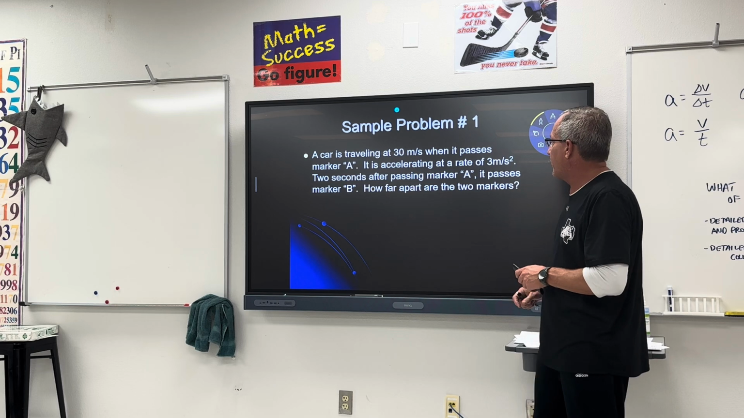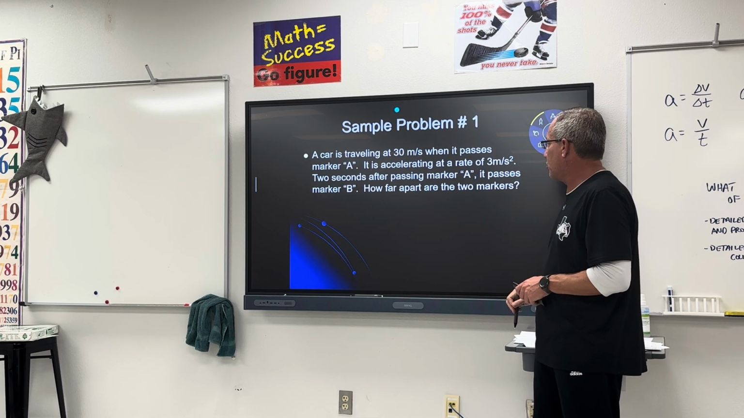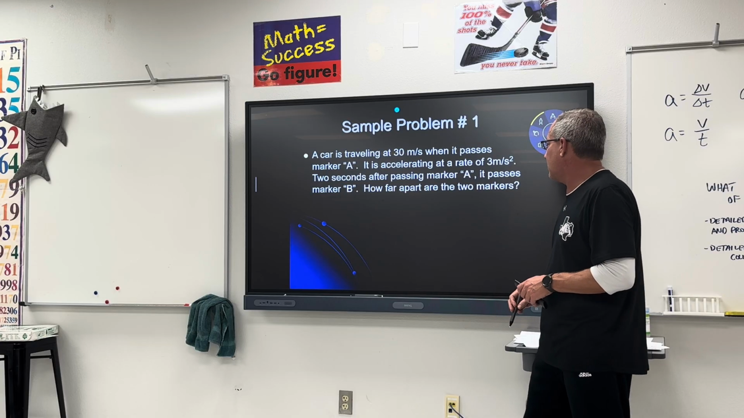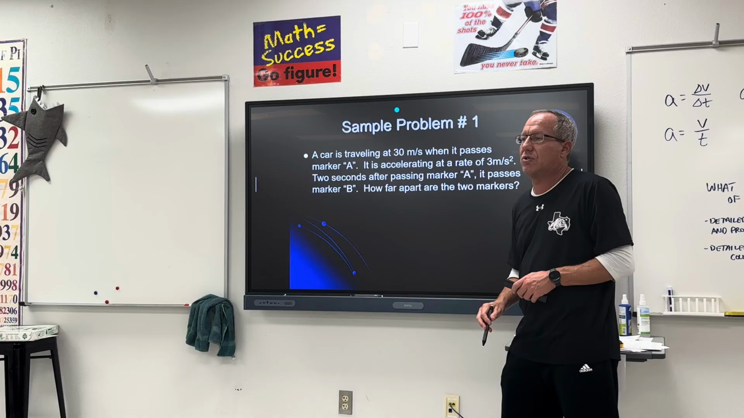Sample problem 1, and it's in your notes. A car is traveling at 30 meters per second when it passes marker A. It's accelerating at a rate of 3 meters per second squared. 2 seconds after passing marker A, it passes marker B. How far apart are the two markers?